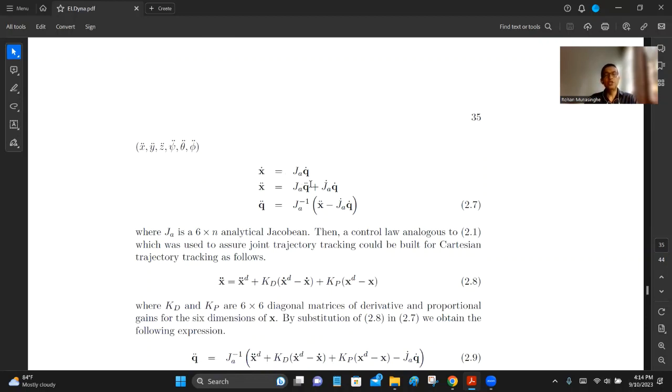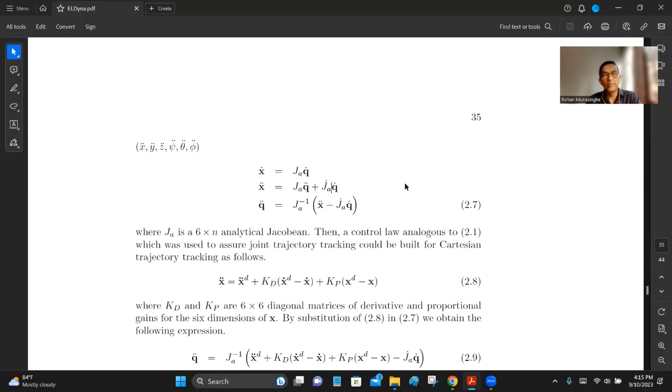X dot equals JA Q dot. So JA is the analytical Jacobian and Q dot is the joint velocity vector. So this is the typical differential kinematics. Remember, we have done this a few weeks ago. And if you differentiate both sides, X dot becomes X double dot. And that differentiation on the right-hand side is taken by parts. So first you differentiate Q dot to build a Q double dot, and then you differentiate JA to get JA dot, okay? That is the rate of change of Jacobian.